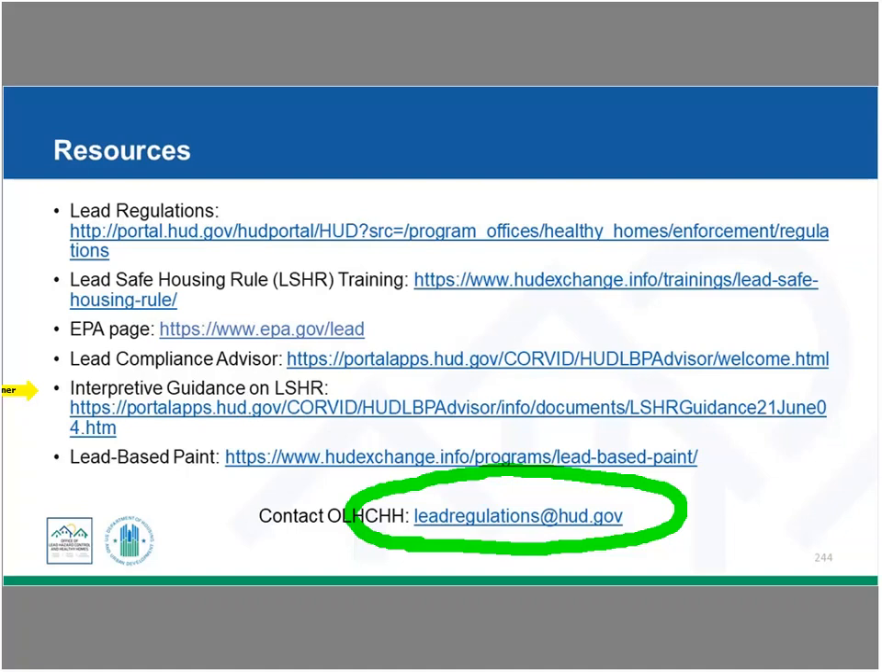Someone else asked if a zero-bedroom dwelling emergency shelter has clients that stayed more than 100 days, does the exemption still apply? Remember, zero-bedroom dwelling units are exempt. Unless a child under 6 is living or expected to live in the zero-bedroom dwelling unit, it is exempt. So emergency shelter zero-bedroom dwellings are exempt from the lead safe housing rule, and you're not having to worry about the 100 days at all. Don't make it more complicated than it needs to be.